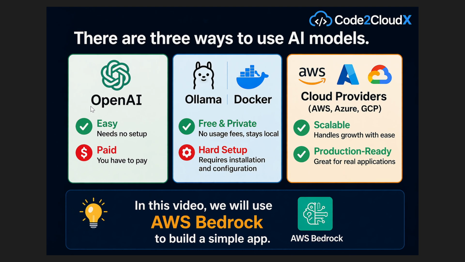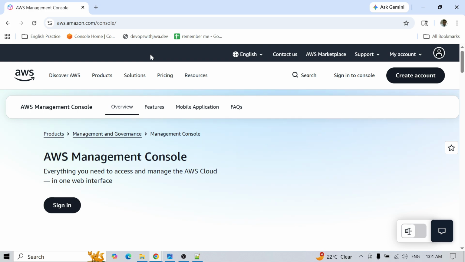And now, third one is cloud providers. And we have different cloud providers like AWS, Azure, and GCP. So these are scalable and production ready, which makes them ideal for real world applications. So in this video, we will focus on AWS Bedrock and use it to build a simple Spring AI application. So let's get started. Now let's start by understanding cloud providers.